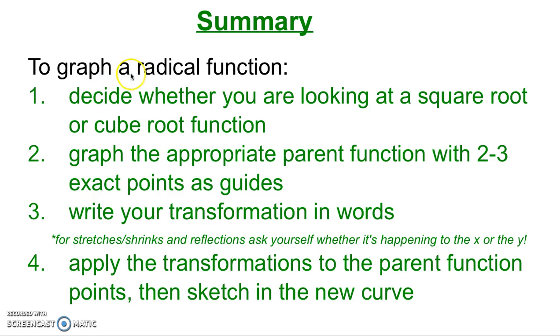In summary, to graph a radical function, decide whether you're looking at a square root or a cube root function. Graph the appropriate parent function with 2 or 3 exact points as guides. Write your transformation in words. Remember, for stretches and shrinks and reflections, you need to ask yourself whether it's happening to the x or the y. Then apply the transformations to the parent function points. Sketching the new curve is your last step.